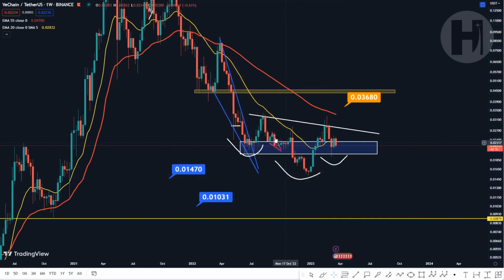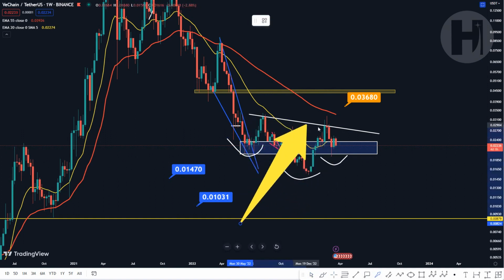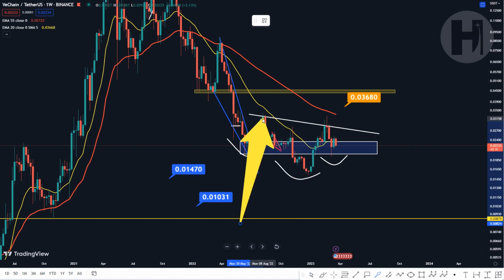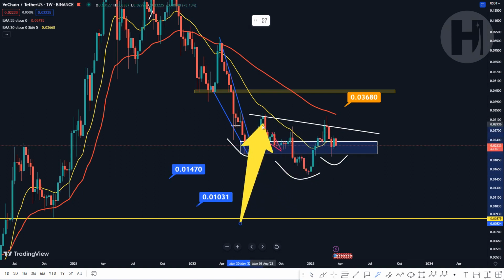As you can see, we have an inverse head and shoulders pattern playing out. So we do have the left shoulder, the right shoulder over here, and we have the head. So the neckline is going to be connecting both of the local highs in between the shoulders and the head. Now, once you break that neckline, you do have a target to the upside.